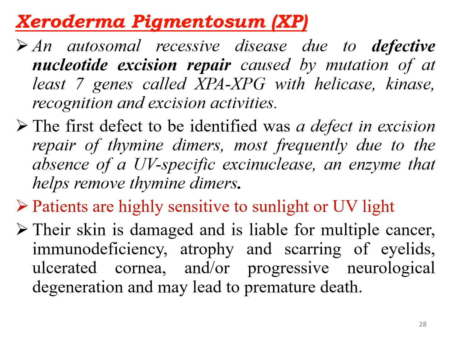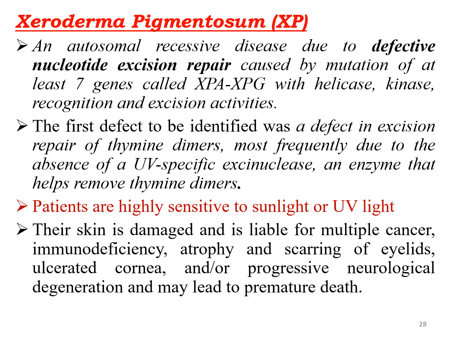The first defect to be identified was the defect of excision repair of thymine dimers, most frequently due to the absence of UV-specific exonuclease, an enzyme that helps to remove what? Thymine dimers. That means patients are highly sensitive to sunlight or UV. This is a symptom of xeroderma pigmentosum.